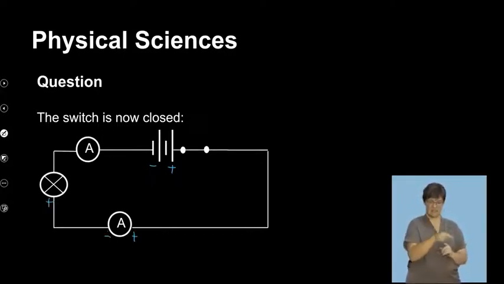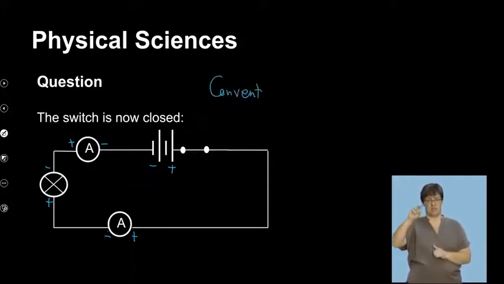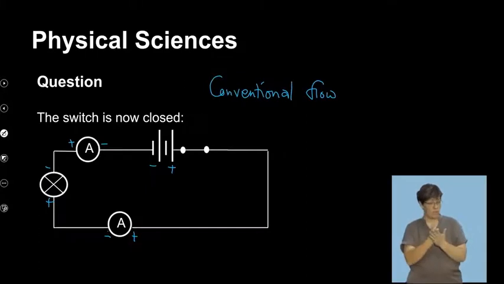Similarly, this is what happens with the light bulb as well as the ammeter, because we know that by convention the current flows from positive to negative, or charges move from positive to negative. So that's convention. We're talking about conventional flow. Take note of that. The assumption is always that we talk of the conventional.